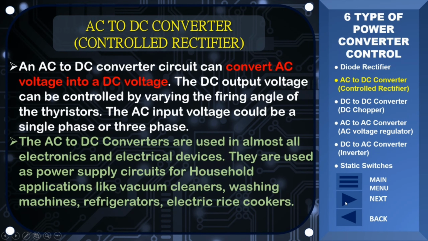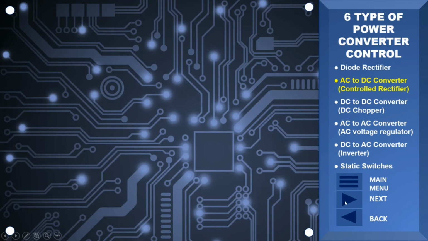They are used as power supply circuits for household applications like vacuum cleaners, washing machines, refrigerators, electric rice cookers. For daily life, usable products like computers, televisions, cell phone chargers, and etc. Indeed, AC to DC converters play a very important role.